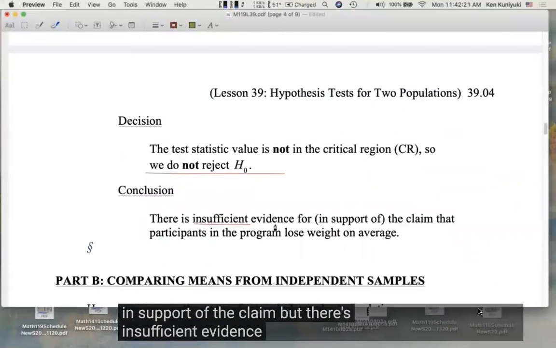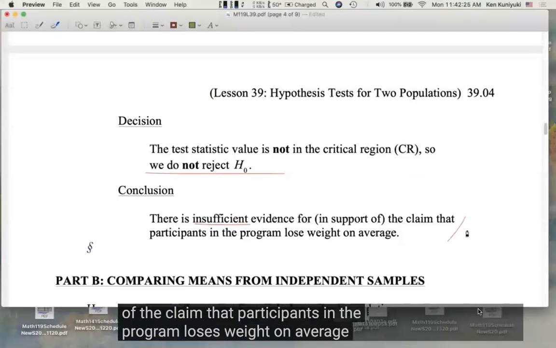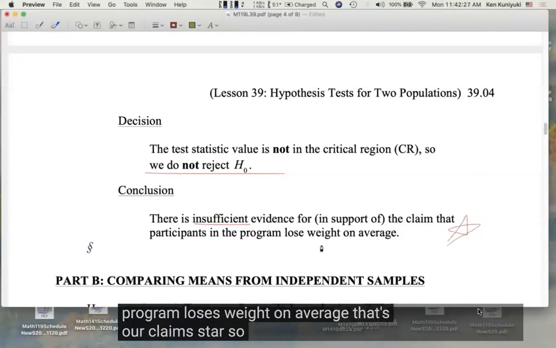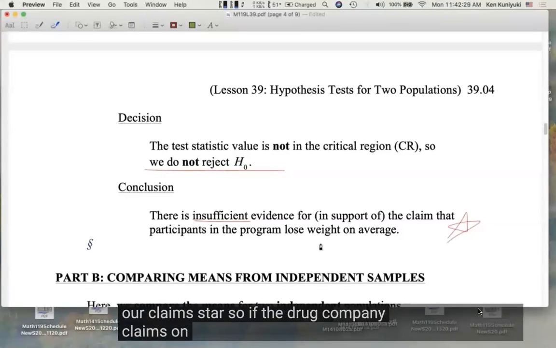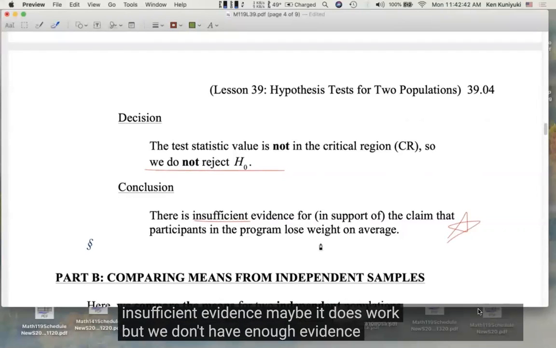But there's insufficient evidence in support of the claim that participants in the program lose weight on average. That's our claim. So if the drug company claims, on average, our weight loss pill works, based on this statistical hypothesis test, there's insufficient evidence. Maybe it does work, but we don't have enough evidence.